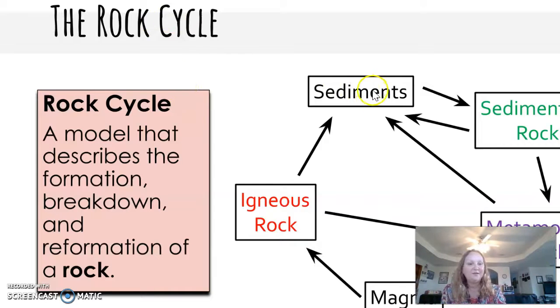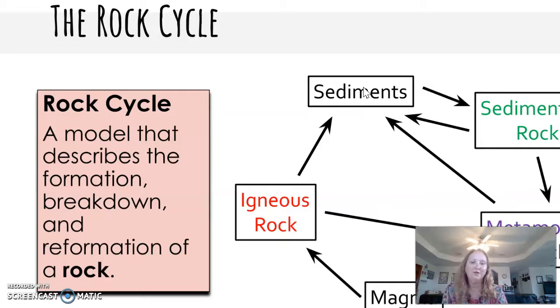You have sediments, which are little itty bitty pieces of rock. Those little itty bitty pieces, like sand and pebbles, get compacted and cemented together and create sedimentary rocks. Your sedimentary rocks then can undergo heat and pressure and create a metamorphic rock. Your metamorphic rock might break into little pieces again, and it is going to have more layers like this one.